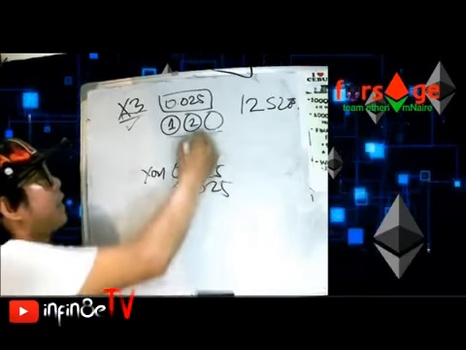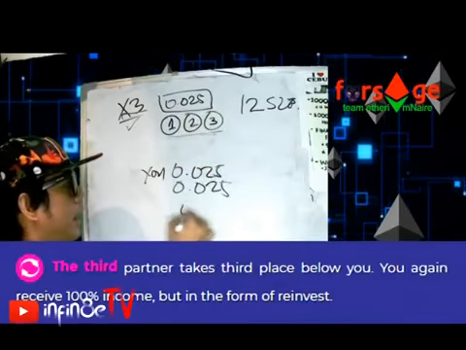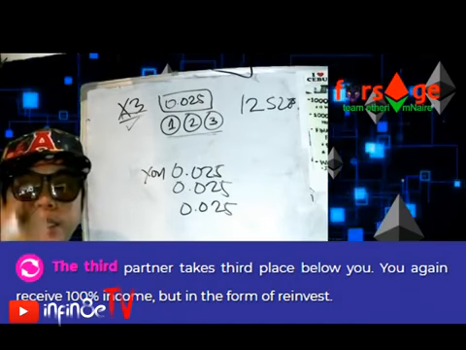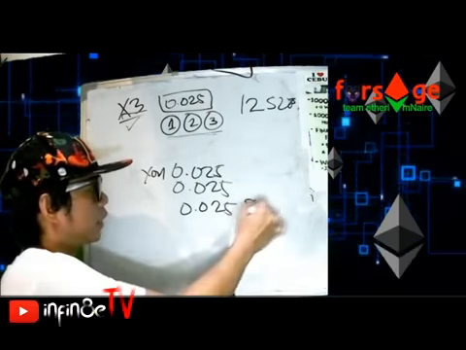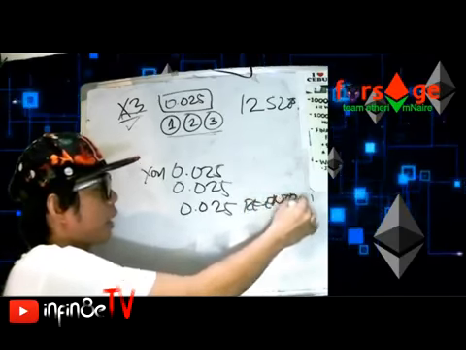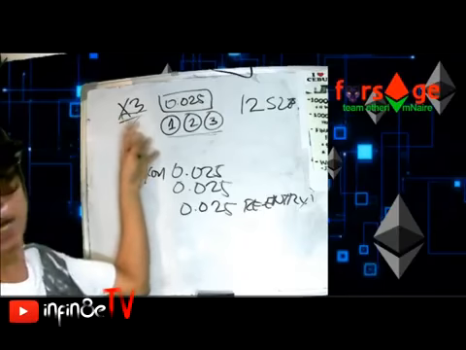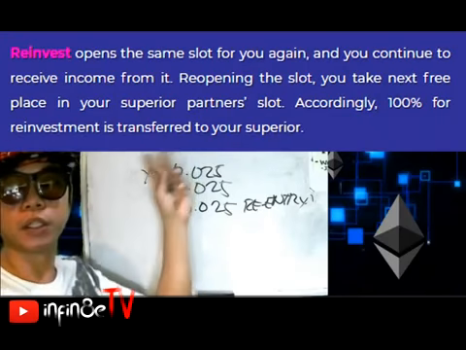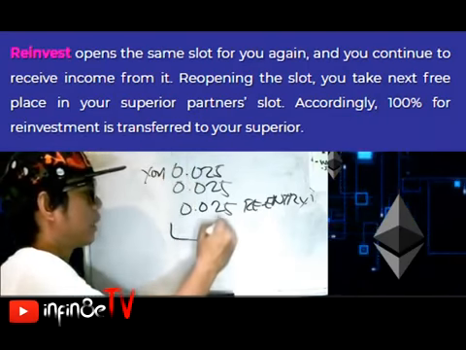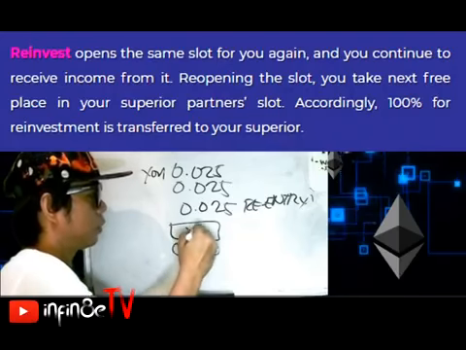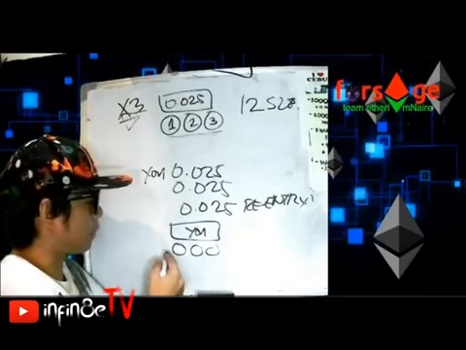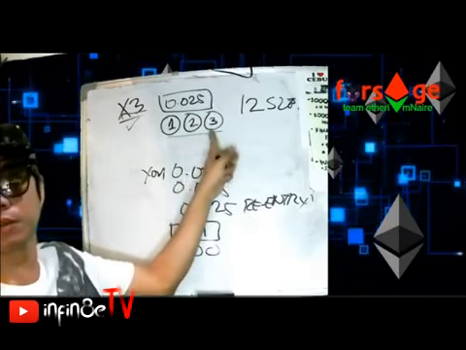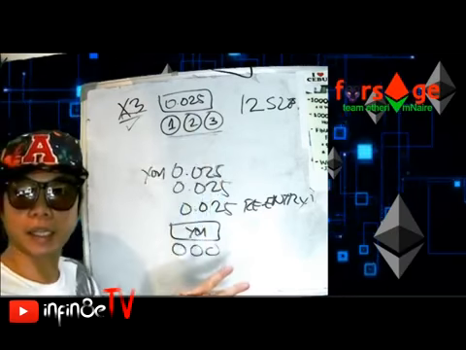And number 3, guys. Number 3, again, another 0.025. But this time is in a form of re-entry. Okay, re-entry. So, gagamitin natin yung 0.025 na yan for your re-entry sa slot na yan sa X3. So, ibig sabihin, once you re-enter dito sa slot number 1, you will have again another slot. Okay, this is you again. And another vacant na naman yung 1, 2, and 3. Now, saan napunta yung number 3 entry mo? Or yung re-entry? Saan napunta?